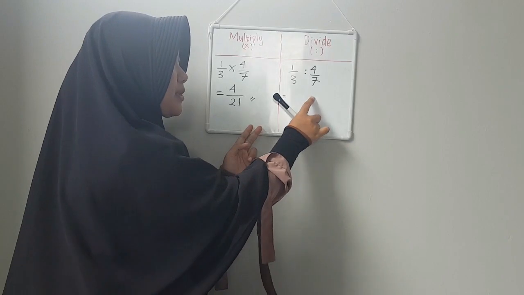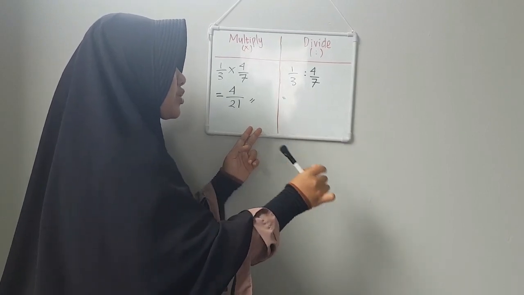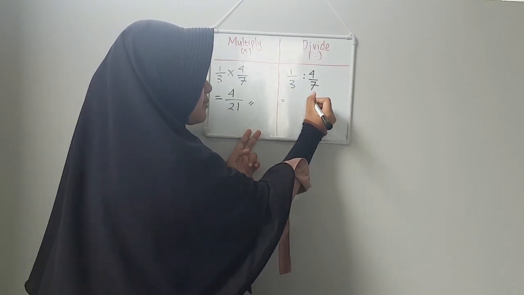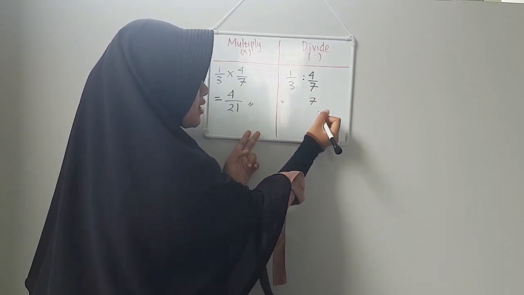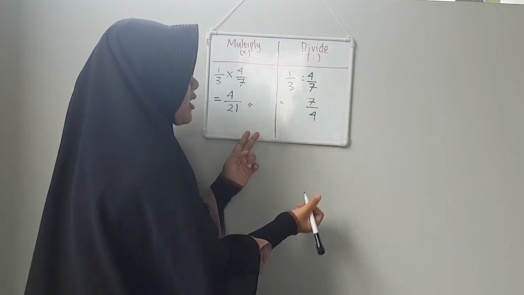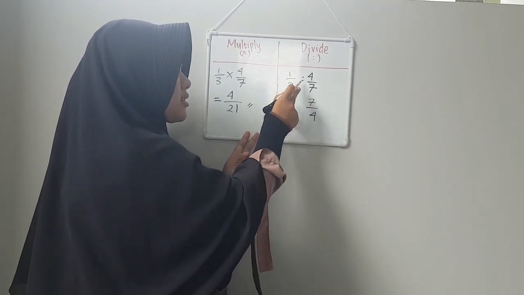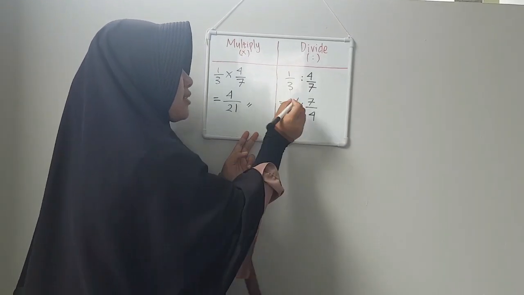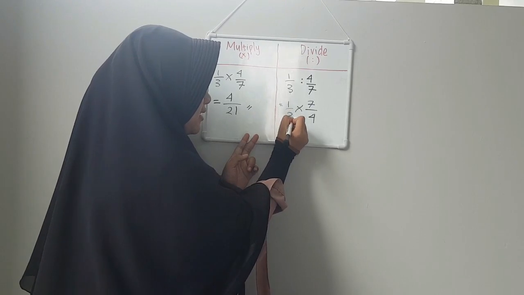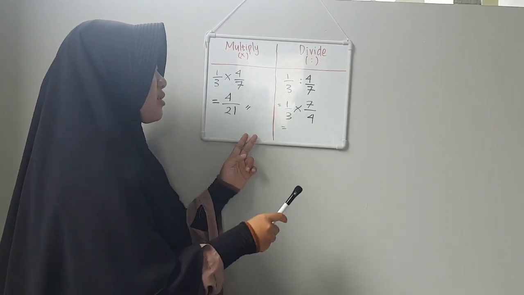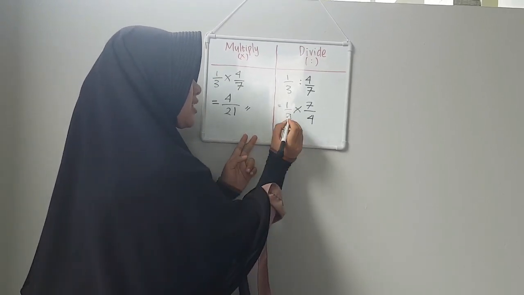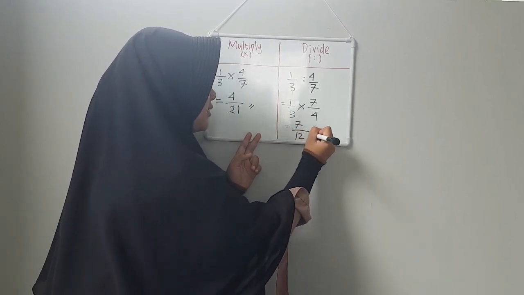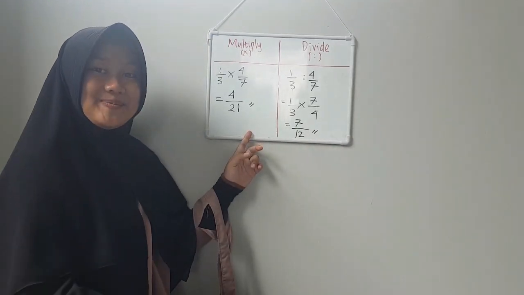We can solve this problem by turning 4 over 7 into 7 over 4, and division becomes multiplication, and it is just like this, and from this we will get 7 over 12 like this.